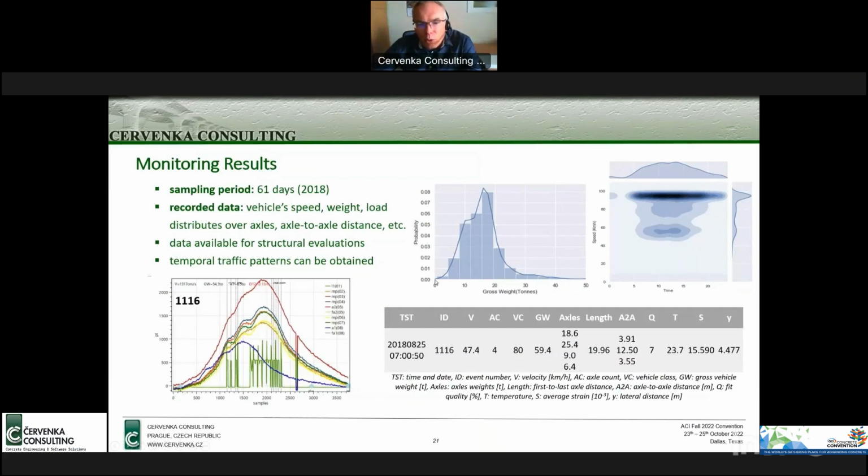And so we can obtain these kinds of results, like, for instance, over time we can see the probability of various vehicles with a certain weight, or we can also evaluate the typical speed of the vehicles throughout the day. And for each vehicle we obtain this kind of information, which shows the weight of the vehicle, the number of axles, the length of the vehicle, the speed of the vehicle, and so on.